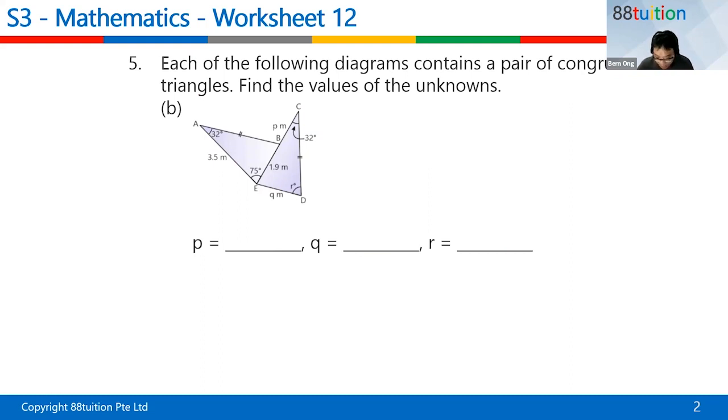Each of the following diagrams contains a pair of congruent triangles. Find the values of the unknown. Okay, come. Let's take a look at maybe ABE first. So let's try to come to a conclusion. Triangle ABE is congruent to triangle who? Let's try to get out this statement first. So ABE is down here, then like that.